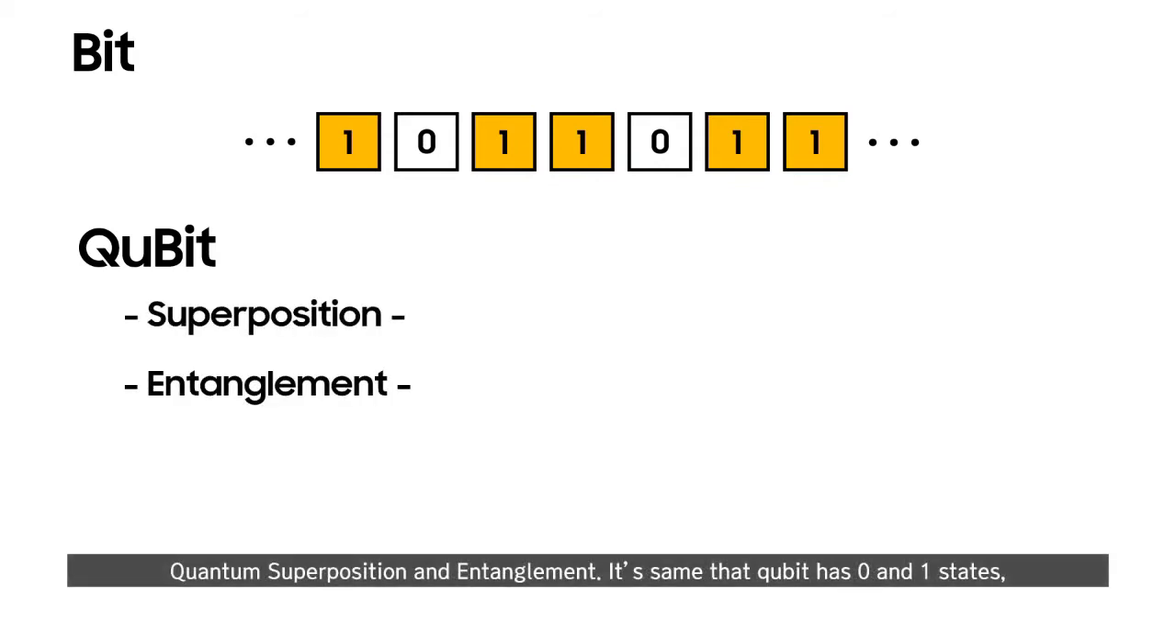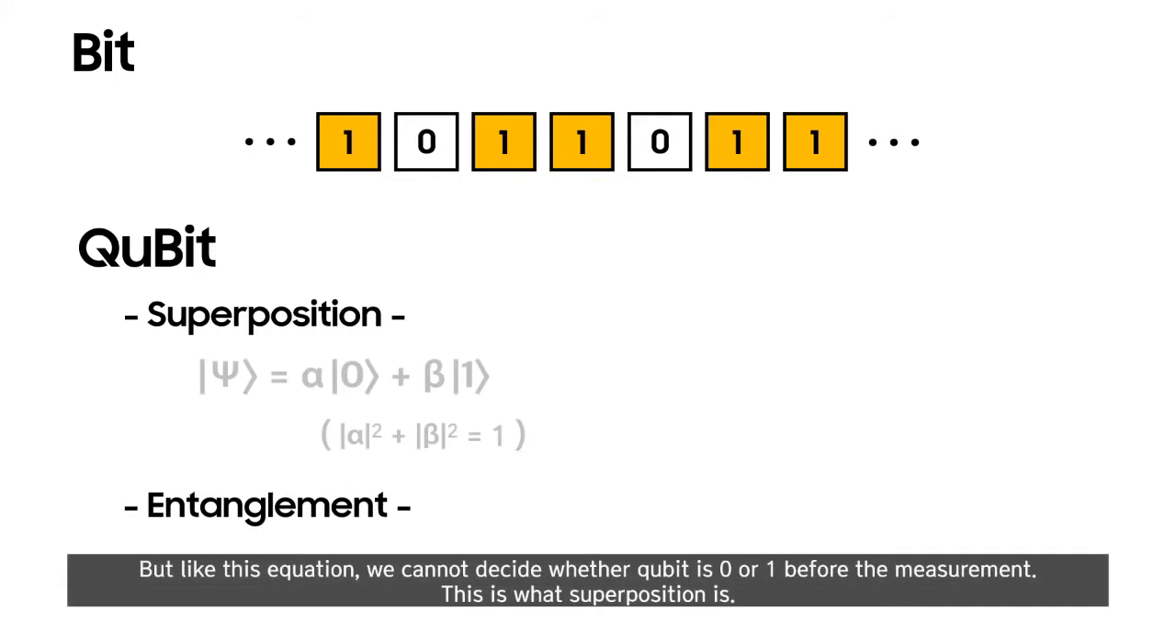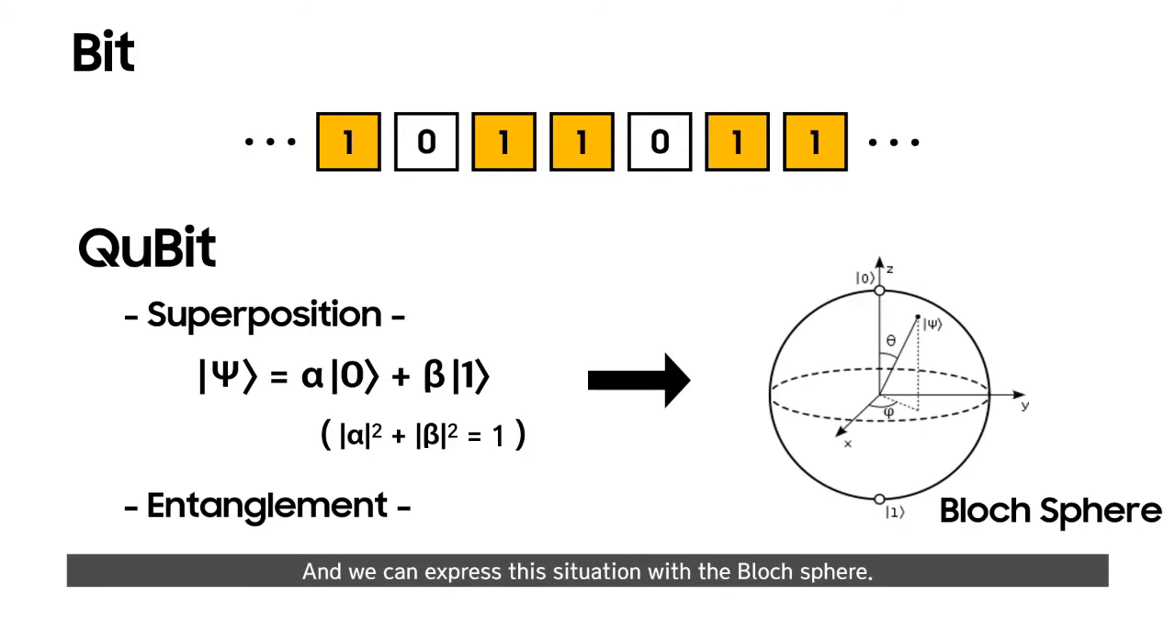Qubit also follows the similar idea, but has some uniqueness. Quantum superposition and entanglement. It's same that qubit has 0 and 1 states. But like this equation, we cannot decide whether qubit is 0 or 1 before the measurement. This is what superposition is. And we can express this situation with the Bloch sphere.